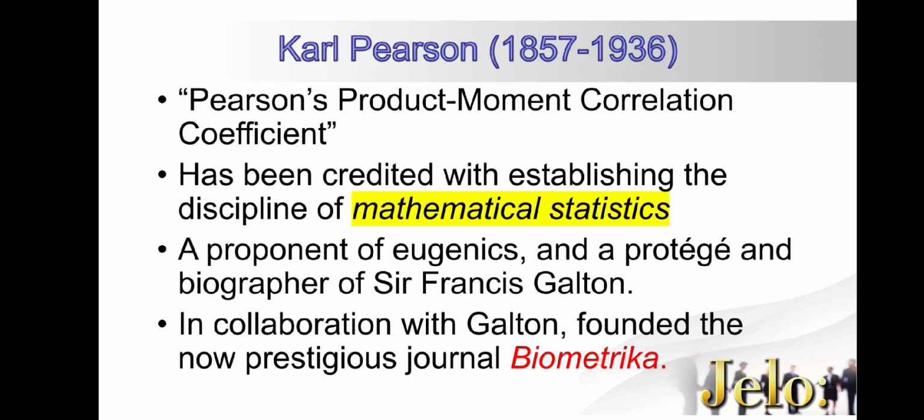Karl Pearson was born in 1857 and died in 1936. He created the Pearson product moment correlation coefficient. He has been credited with establishing the discipline of mathematical statistics. He is also a proponent of eugenics, and biographer of Francis Galton. In collaboration with Galton, he founded the now prestigious journal Biometrika.